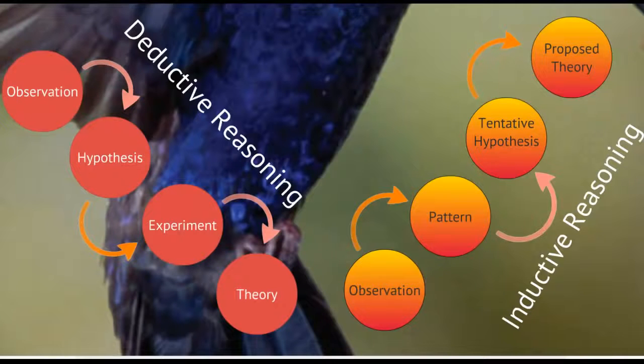This contrasts from inductive logic, where we start with a specific observation that we apply to a general situation. An example of this could be, a dog bit me, therefore all dogs bite. In general, inductive logic is more open to errors than deductive logic.